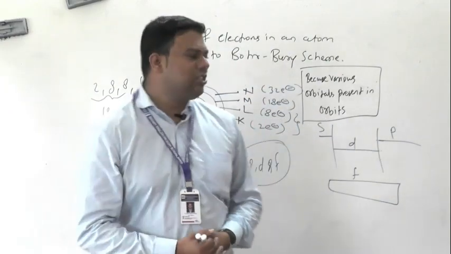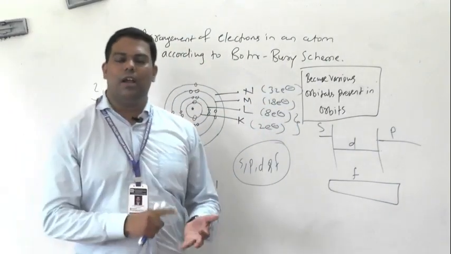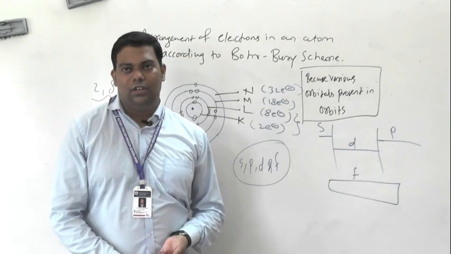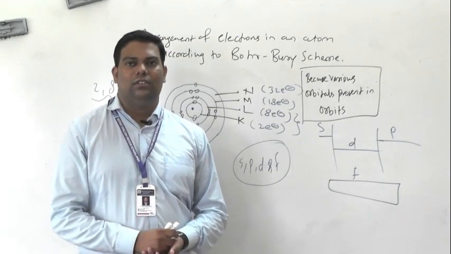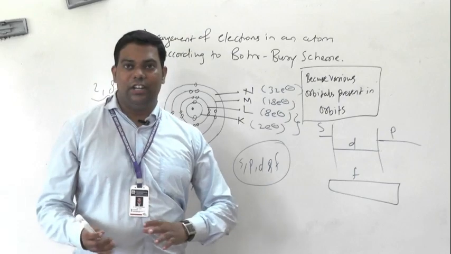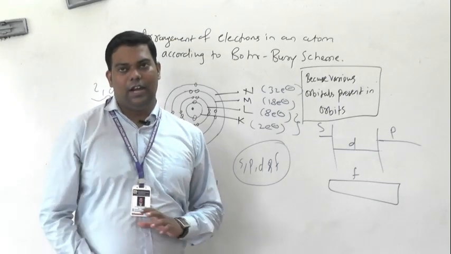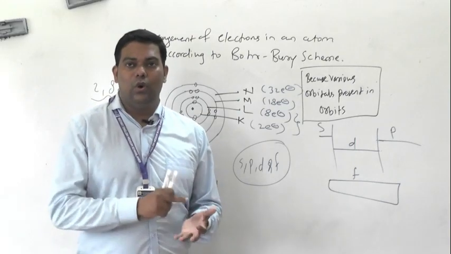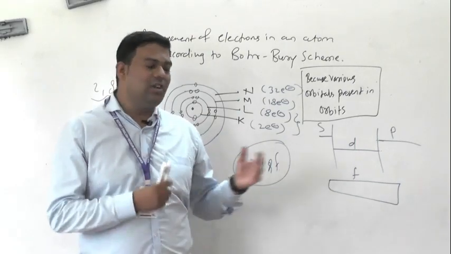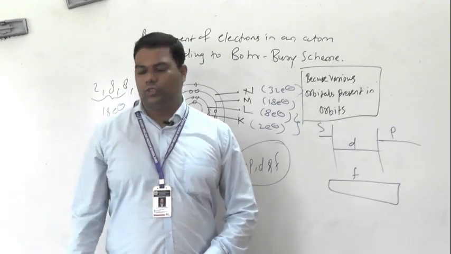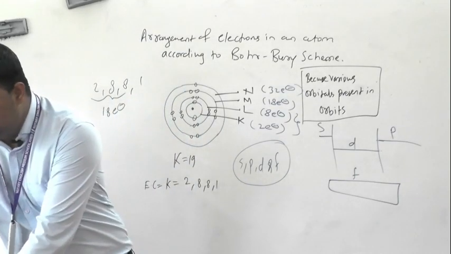Whatever we studied: atomic number, mass number, then orbit and orbitals, keep all in mind. Then we studied the distribution of electrons, the 2, 8, 8 configuration, and the magic numbers 2, 8, 18, 32. All these are very important.